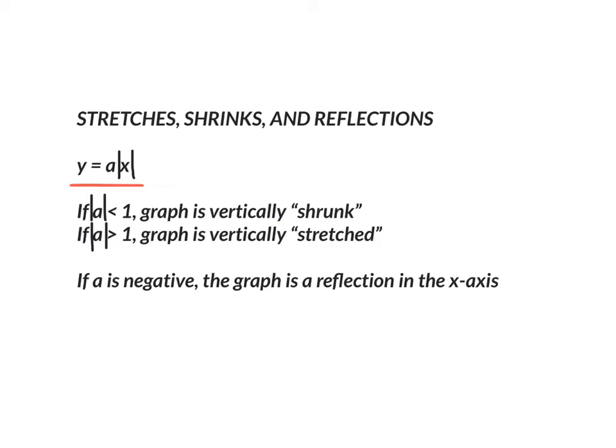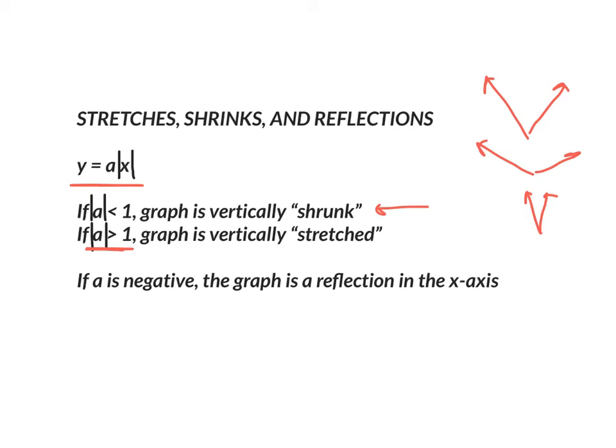If it's less than 1, like you would probably think, it's going to be vertically shrunk. Think about this: if you have a V shape and you shrink or compress it vertically, it's going to get fatter, wider. If A is bigger than 1, if the absolute value of A is bigger than 1, it gets stretched. And if you take a V and stretch it, it's obviously going to get much steeper or thinner.